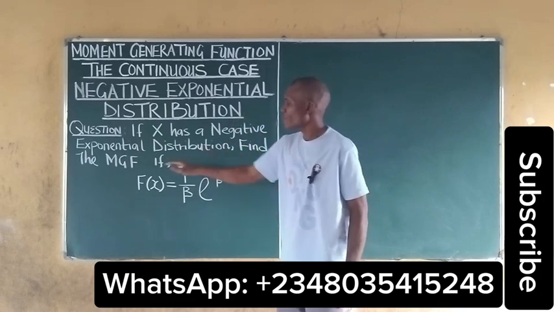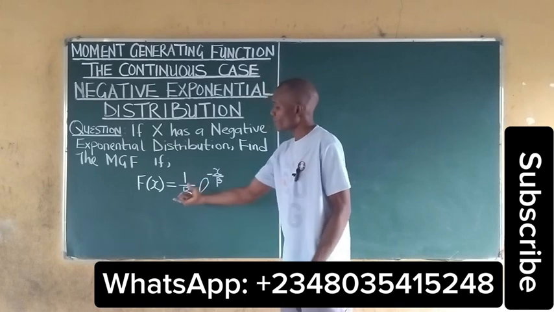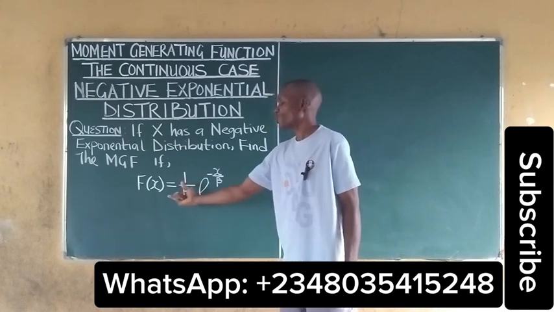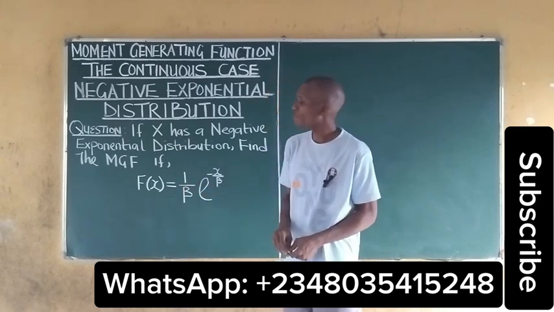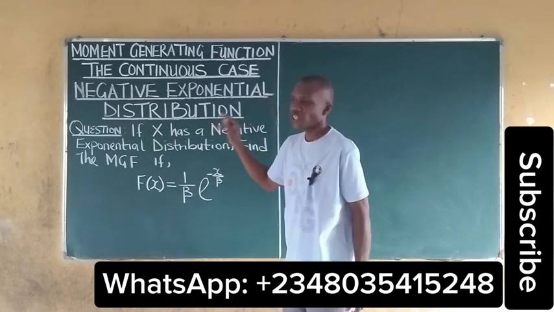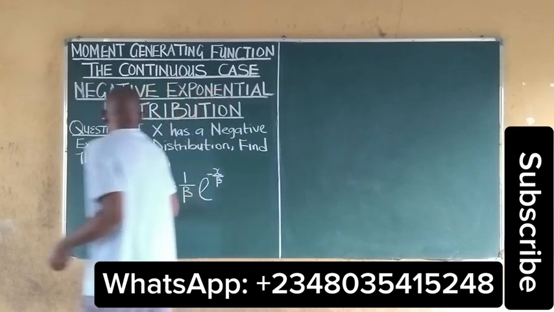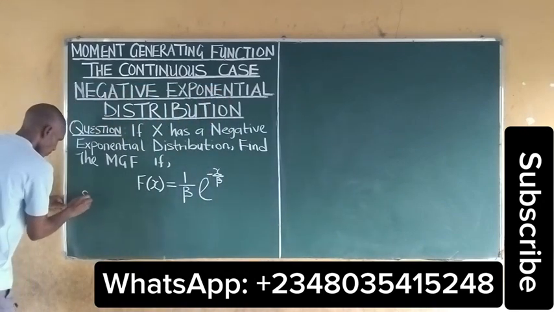We are asked to find the moment generating function for this distribution given, and this distribution is known as the negative exponential distribution. Solution.